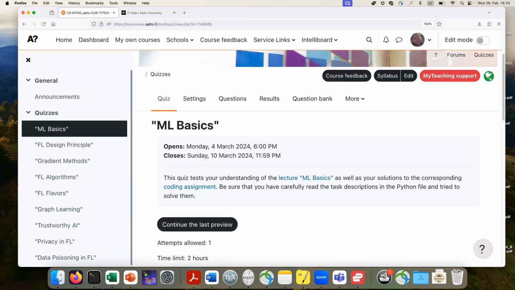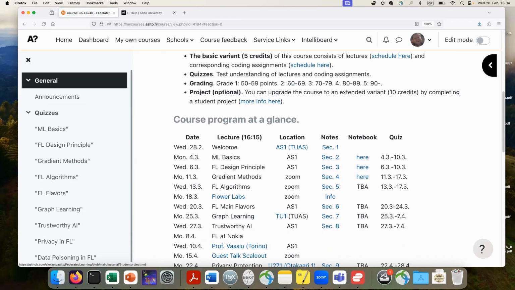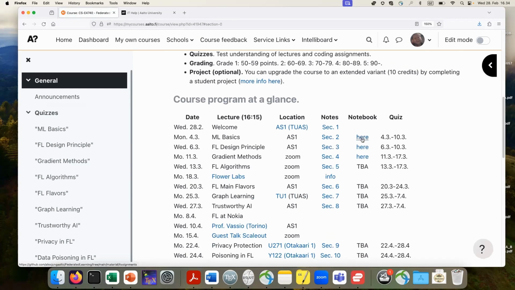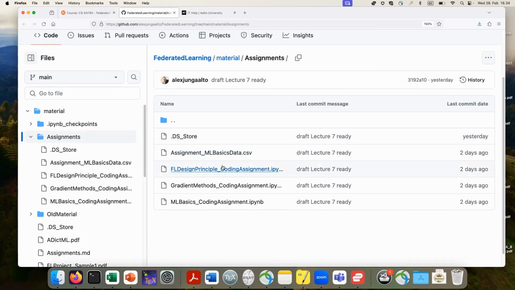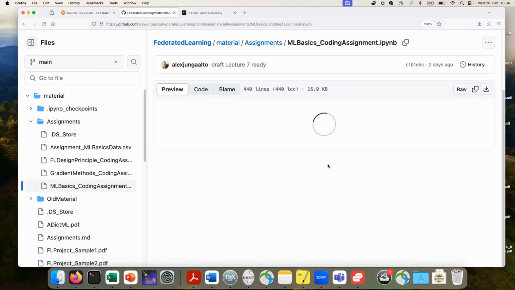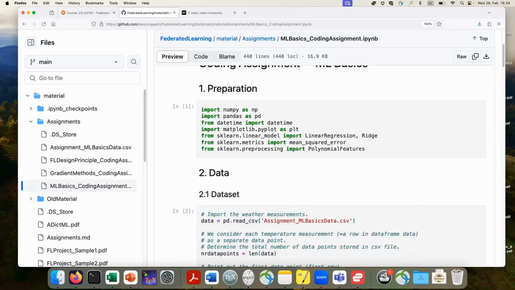For each following lecture after this welcome lecture, we have a coding assignment that you find here under notebook. The material is mostly on my GitHub account, so you can find here the notebooks for the coding assignments. Here would be Machine Learning Basics. This would be the notebook for the first coding assignment.